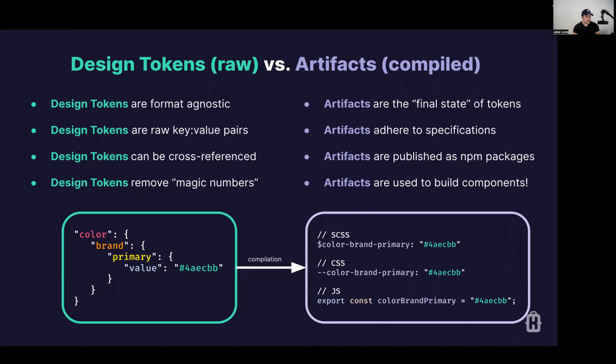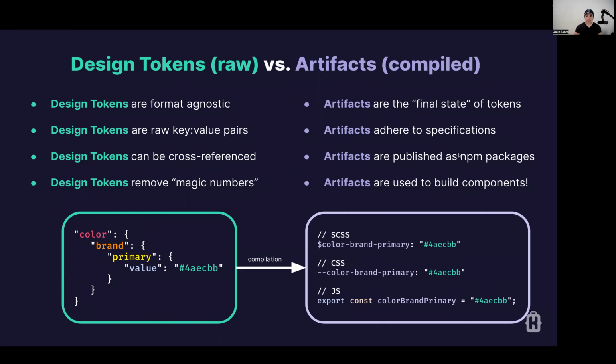And so when we look at the outcome of design tokens after we've gone through a compilation process, we look at artifacts as the final state of tokens. So there would be a SASS file with all of your SASS tokens or all of your CSS tokens or JavaScript variables. They adhere to specifications. While our design token in the raw state does not have to be concerned with specifications or what the end state of that token will be down the line, we can just focus on what we want these tokens to be, and the specifications get handled as they're compiled.